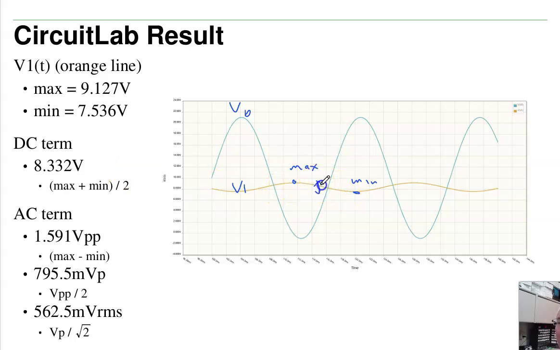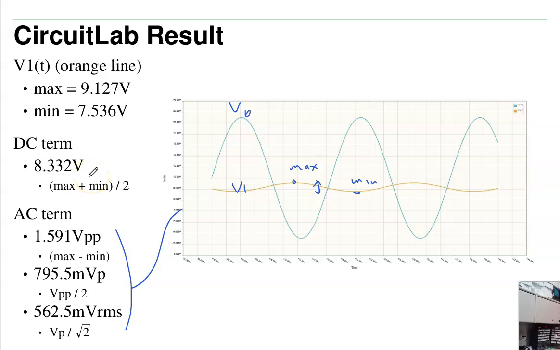And for AC, you've got a couple different units. The difference is the peak-to-peak voltage. Difference divided by 2 is the peak voltage. Difference divided by 2 square root of 2 is the RMS voltage. So there's 3 different ways to represent the output: peak-to-peak, peak, or RMS. You've got to match the units for AC. For DC, there's just one DC term, the average.